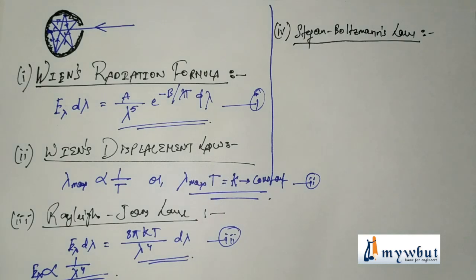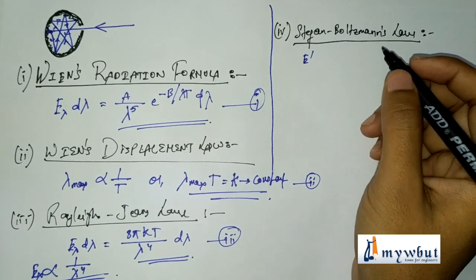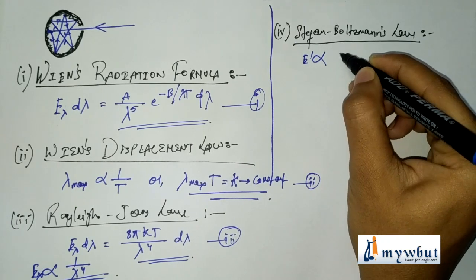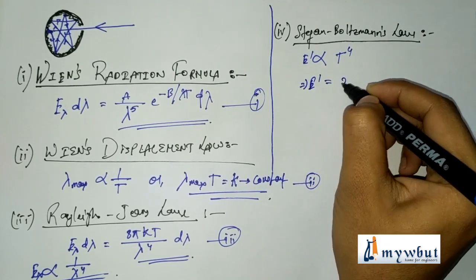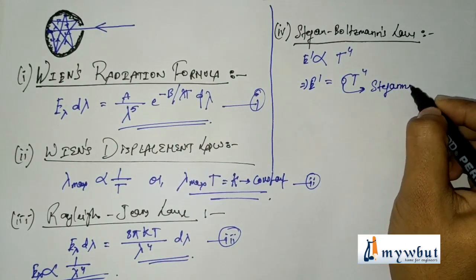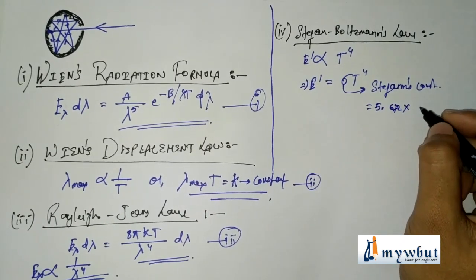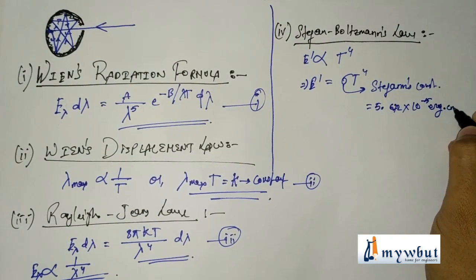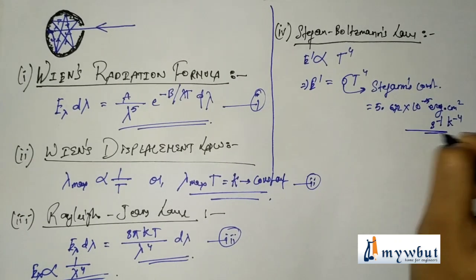This law states that the total energy, that is we can consider as E dash, emitted per unit area per unit second from a perfectly black body is proportional to the fourth power of its absolute temperature. So we can write that E dash is equal to sigma T to the power 4, where sigma is the Stefan's constant. The value of sigma is equal to 5.672 into 10 to the power minus 5, that is in the unit of erg per centimeter square per second per Kelvin to the power 4.